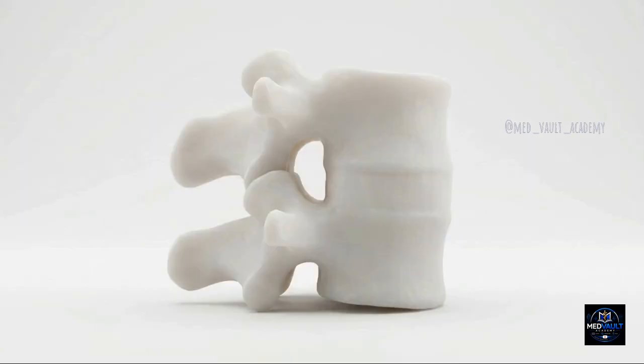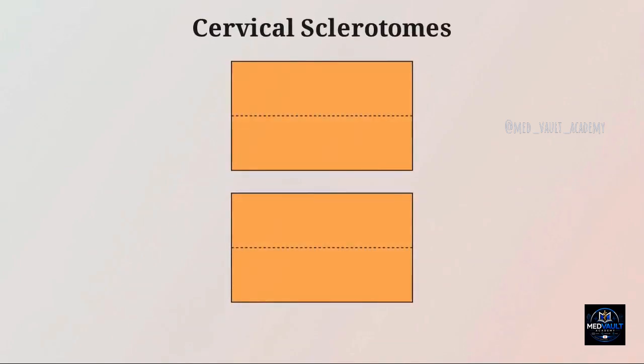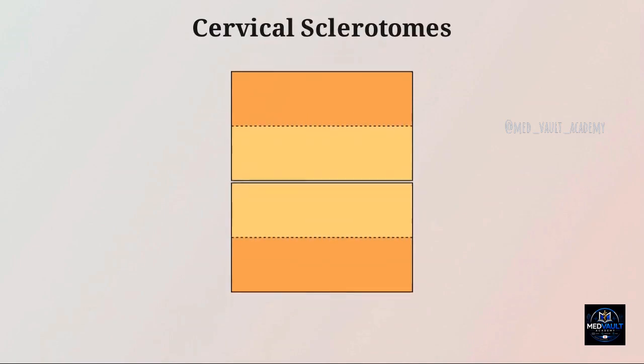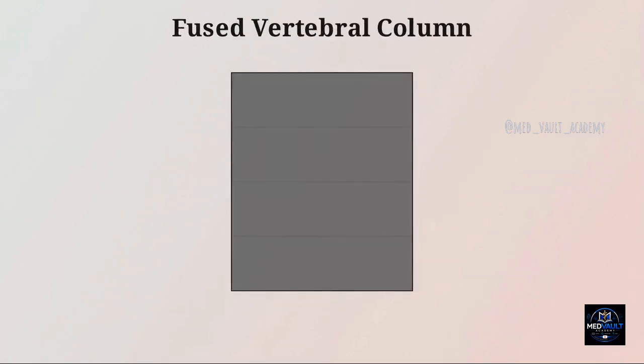In Klippel-Feil syndrome, patients are born with fused cervical vertebrae. This happens when the normal process of resegmentation, where halves of adjacent sclerotomes fuse to form a single vertebra, fails to separate properly in the early embryonic neck.